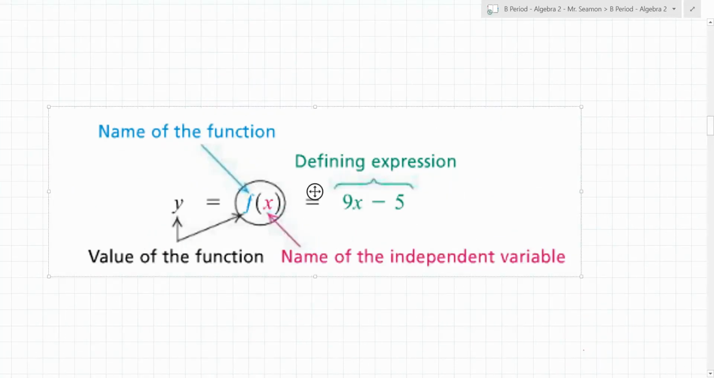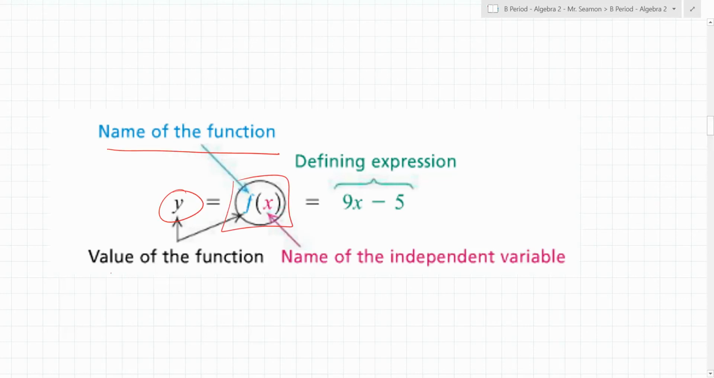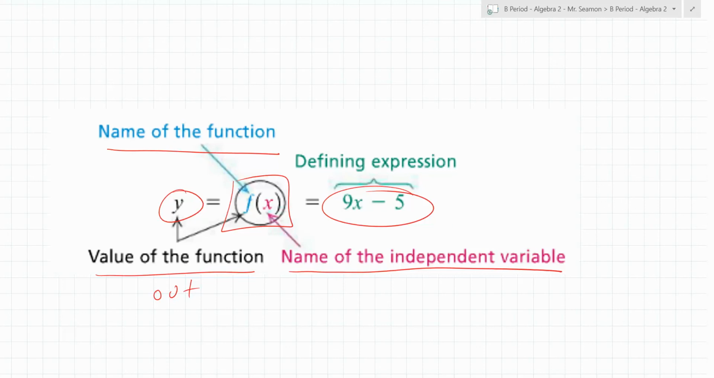So again, what are we talking about here? Another name for y is f of x. F is going to be the name of the function. Y and f of x are the output values of the function. And x is the name of the independent variable, the input set. And this is the defining expression for the function, the rule. What are you doing to x to get the output y or f of x?